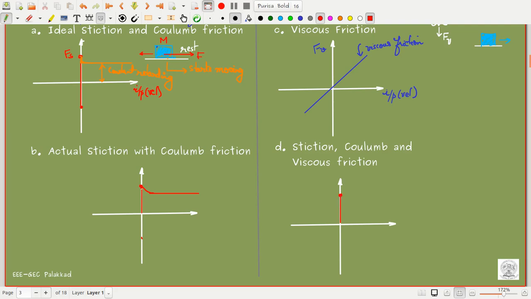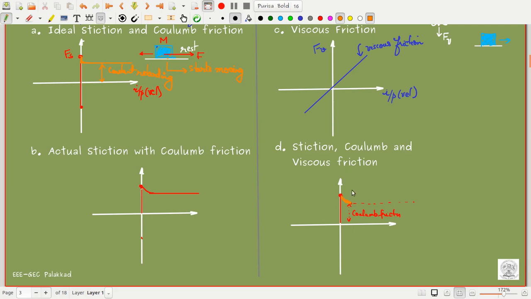Once the body starts moving, there is a constant retarding force on the system which is equivalent to the Coulomb friction. This is the Coulomb friction. This is a constant retarding force which is acting on the system. It will come up till here.